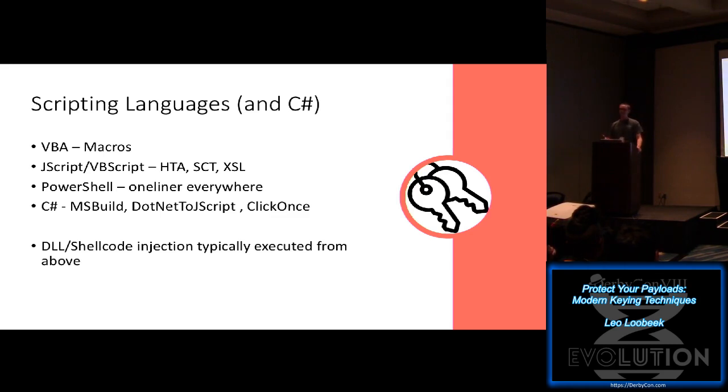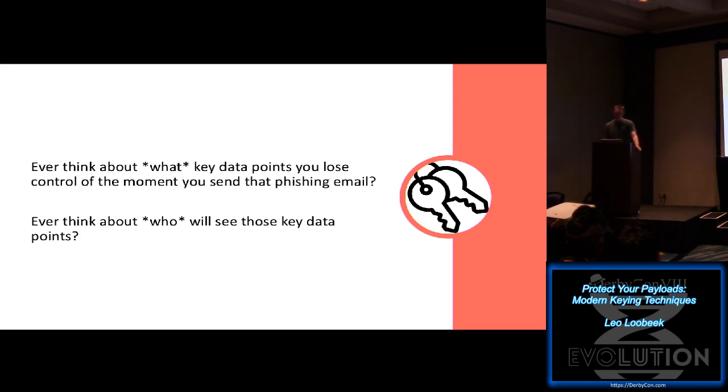But eventually we want to get into memory, right? So that would be where we maybe use those first four bullet items and then try to inject a DLL or shellcode so we can start doing some interesting things. One thing I've been thinking about lately, and something I always think about when I send that first phishing email, is what key data points am I really losing the moment I send that phishing email?